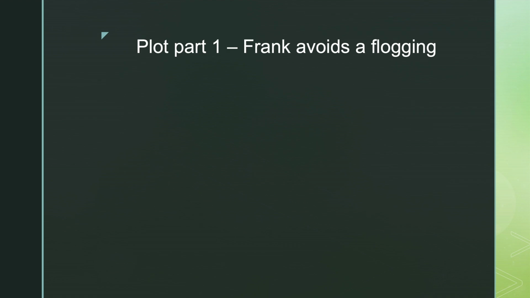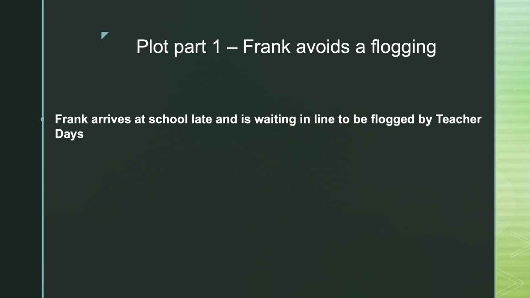In the first section, I will name it plot part 1, Frank avoids a flogging. So that's our first event. If you remember, at the end of chapter 1, his friends had come to collect him for school and he was running late. And they reminded him that if you're late, Teacher Days is going to flog you. So this is what is happening now. He arrives at school late and he's waiting in line.